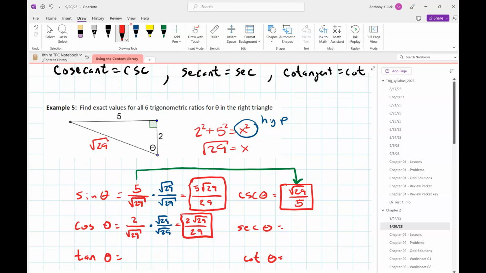What's secant going to be then? Who can tell me? Secant. It's the reciprocal of cosine. So it should be square root of 29 over 2. Right, I just take the answer for cosine before I messed around with it and flip it. Flip it for real.